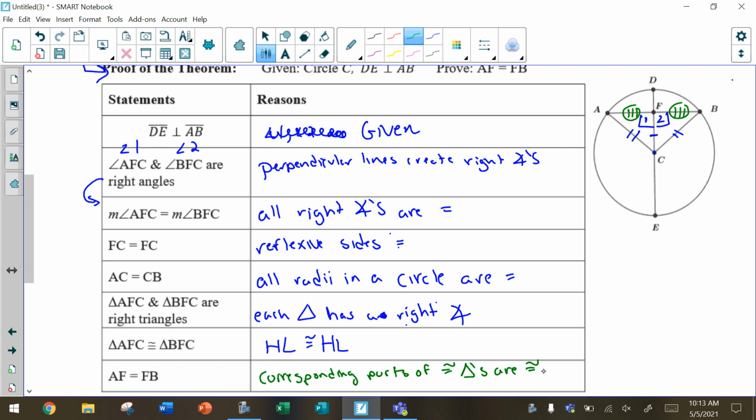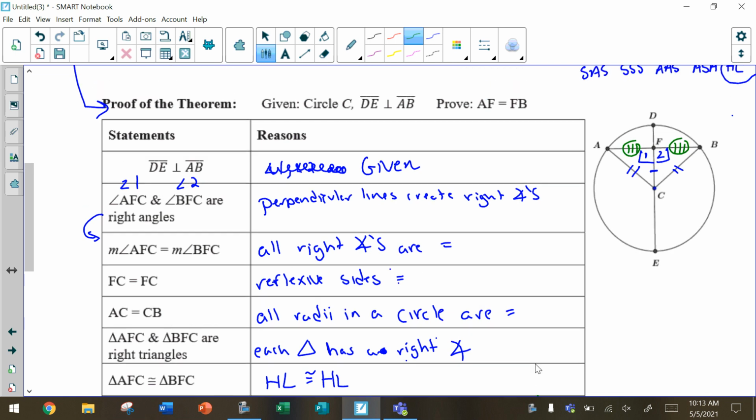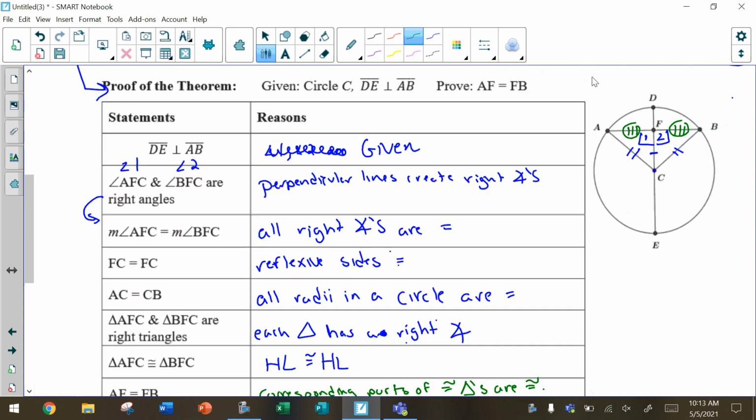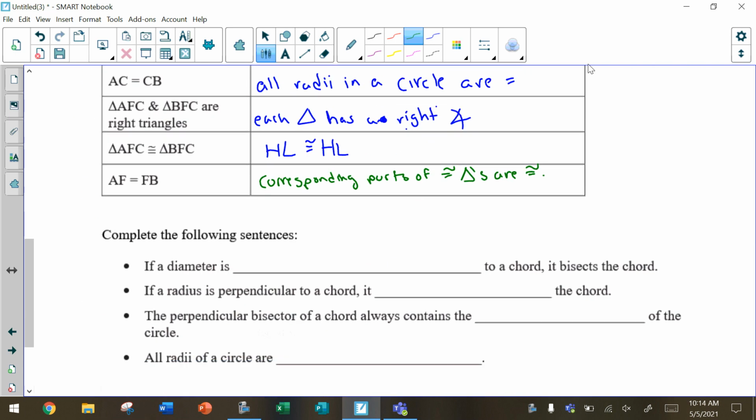So there's a nice little proof that shows us that if a radius or a diameter is perpendicular to the chord, it's going to bisect the chord. Okay? So if a diameter or a radius is blank to a chord, it bisects the chord. If a diameter is perpendicular, it bisects the chord. If a radius is perpendicular to a chord, it bisects the chord.